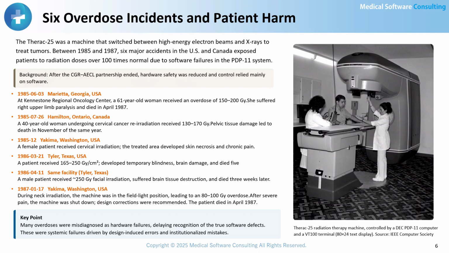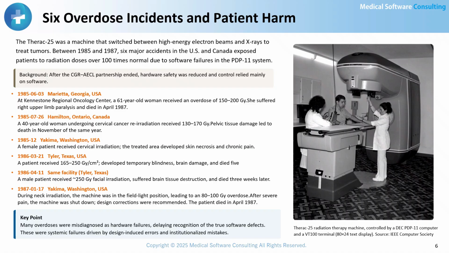June 3, 1985, Marietta, Georgia. At the Kennestone Regional Cancer Center, a 61-year-old woman was receiving radiation therapy after tumor surgery. When treatment began, she screamed that her spine felt on fire. In fact, 150 to 200 grays had been concentrated on her spinal cord instead of the intended fraction. She suffered paralysis and severe pain. AECL, the manufacturer, was contacted but dismissed the possibility of malfunction as impossible. No full investigation followed, and other hospitals were not warned. A lawsuit was settled out of court.